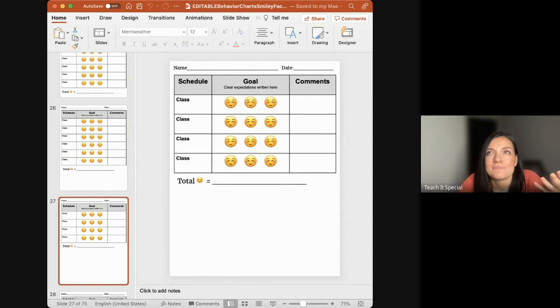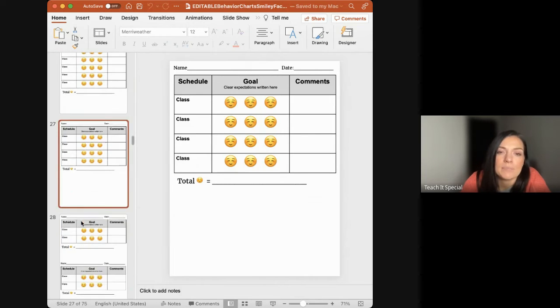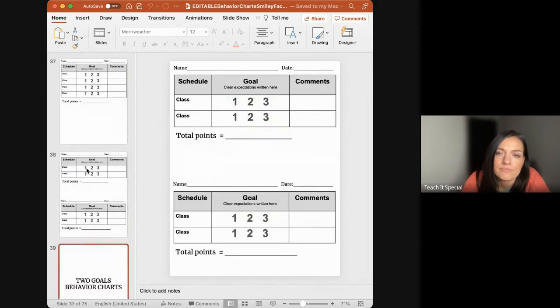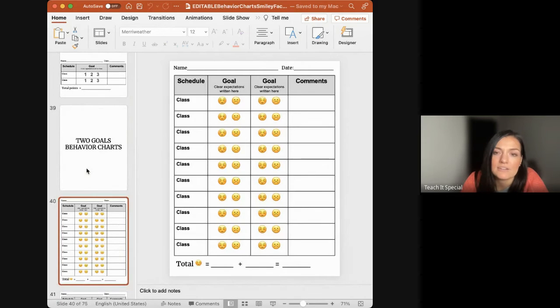or how you want to hold them accountable. So for example, if you want to give a student more chances in a chunk of time, I think having 3 smiley faces is probably a better option. We have stars, and we also have numbers. Now, if you're thinking that a student can handle doing 2 goals, this is what you would do here. Maybe one of them is, I will complete class activities, and then maybe the other one would be, I will have safe hands and feet. I don't know, whatever it is.